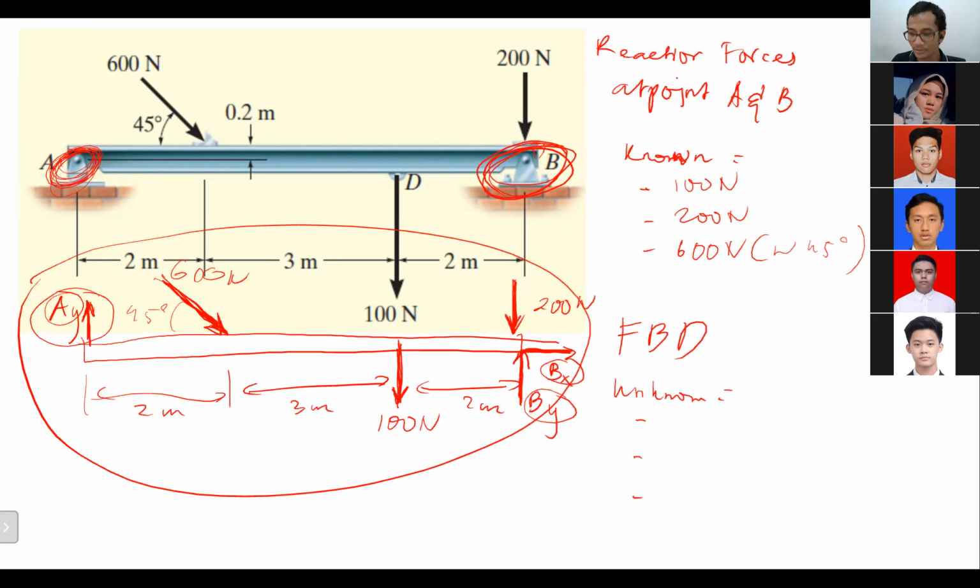Okay, now the unknown variables. Oh, the resultants. The unknown variables are something that we don't yet know the value of. You don't have the value yet.